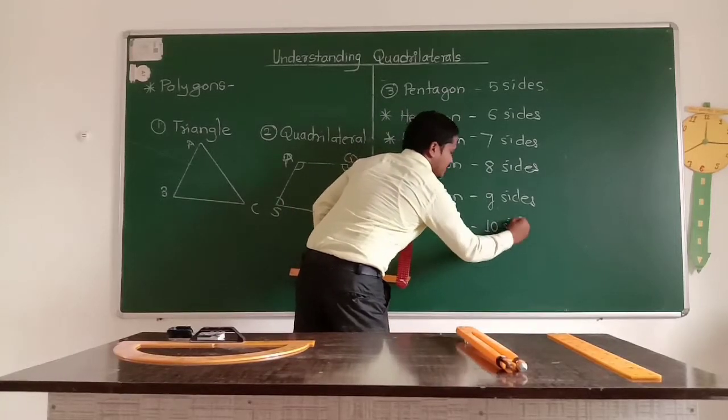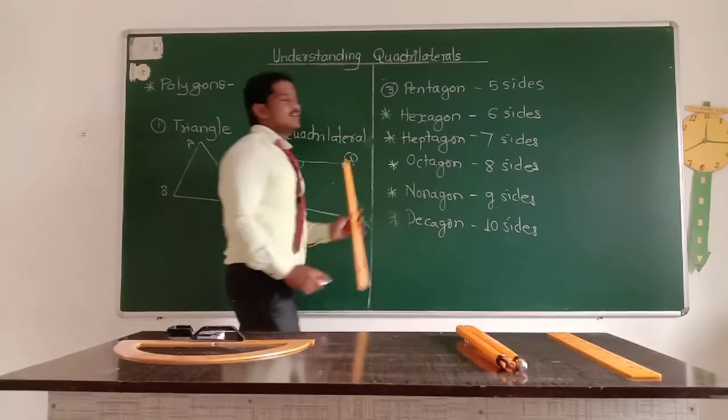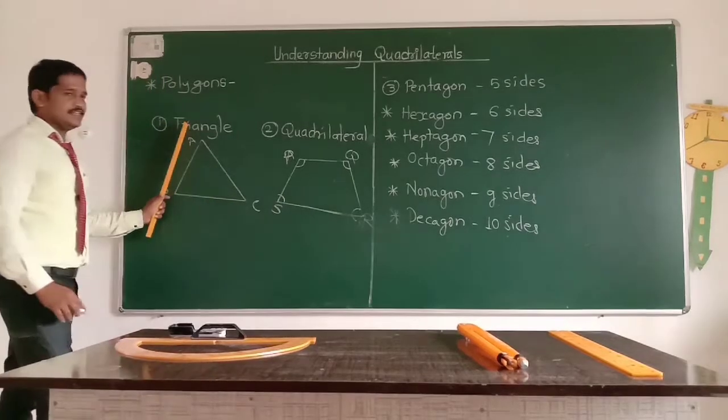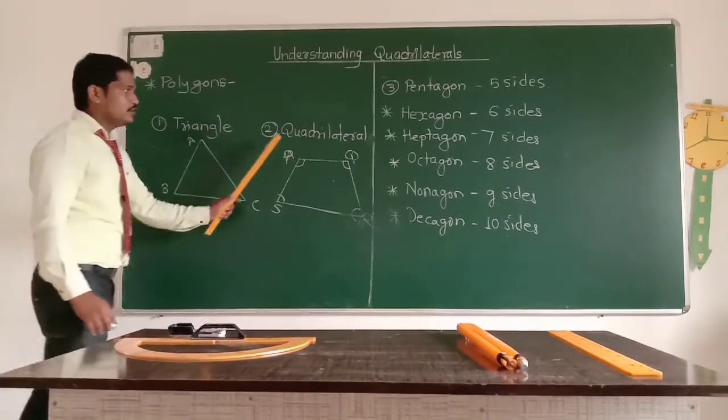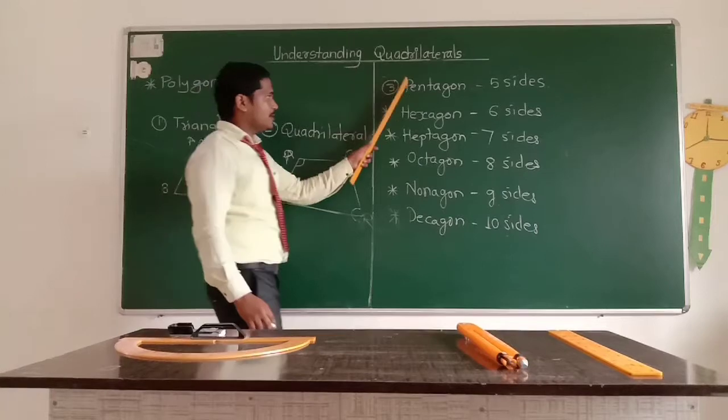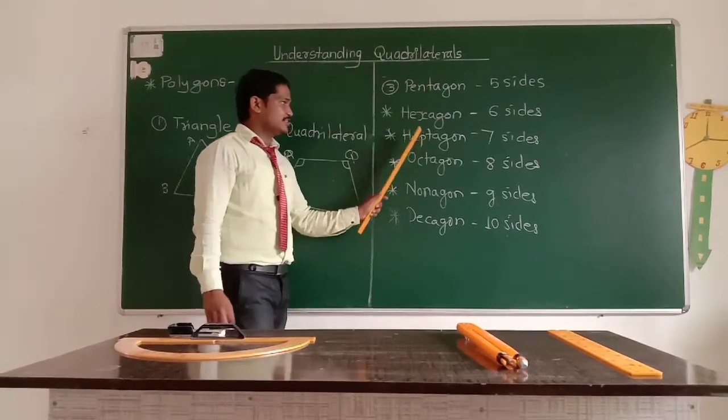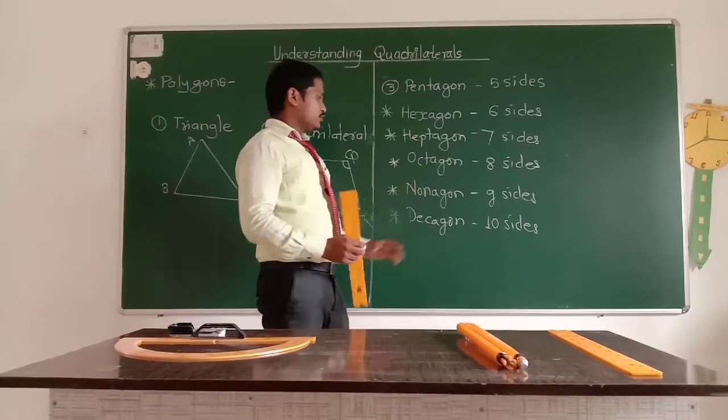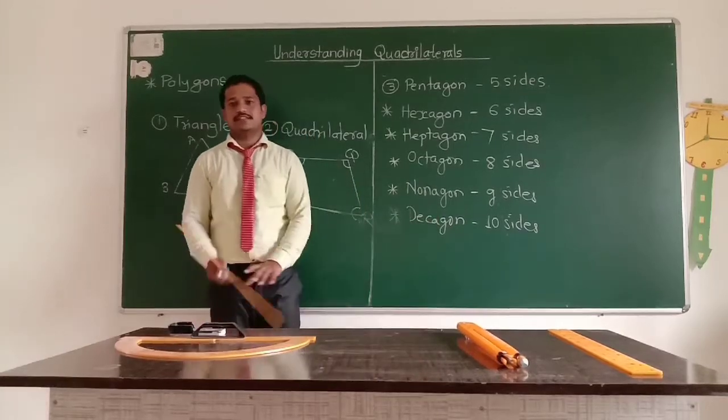Okay. So in this way, today we have learned about the types of polygon: a polygon with 3 sides is known as triangle, a polygon with 4 sides is known as quadrilateral, 5 sides pentagon, 6 sides hexagon, 7 sides heptagon, 8 sides octagon, 9 sides nonagon, and 10 sides decagon.